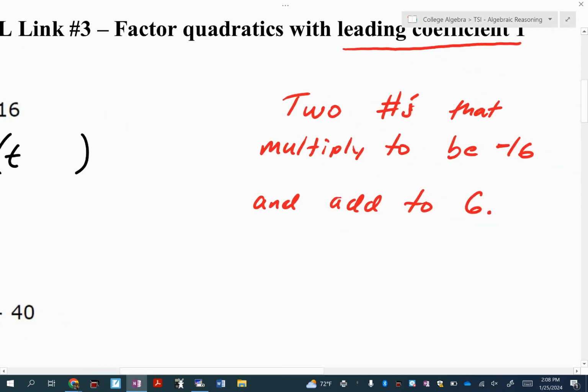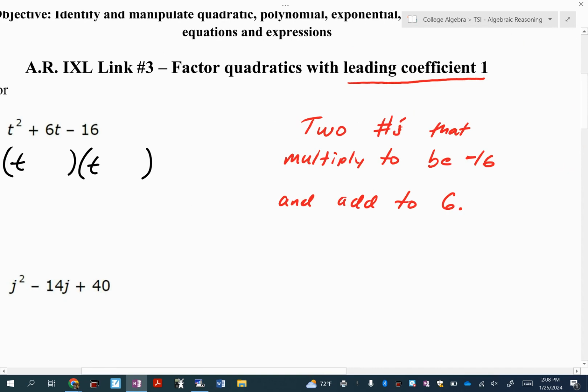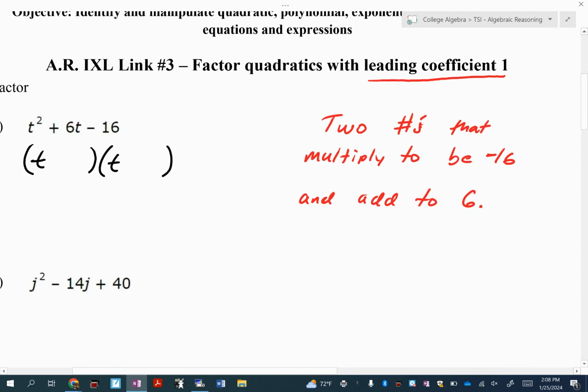Notice, bring the signs with you, right? There's a subtraction in front of that 16, so I put negative 16. Okay, so can you guys think of 2 numbers that make that statement true? I heard 8 and negative 2. Let's write it down. So positive 8 and a negative 2. Let's see. What's 8 times negative 2? Negative 16. So I like that. What's 8 plus negative 2? 6. So this is true. So this is the answer, and this is what you would type into IXL.